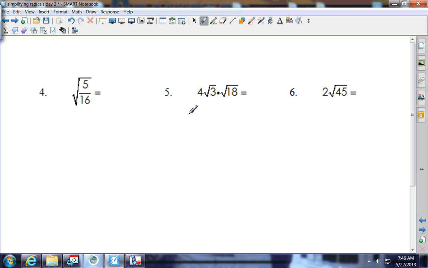Okay, let's look at number 5. A 3 is a prime number, so I'm going to leave that alone. Let's break up 18 into prime numbers. 18 is 2 times 9. 9 breaks up as 3 and 3. Okay, so the 4 is outside the square root sign. What goes inside? This 3 in the first part. Then I have a 2 and a 3 and a 3.